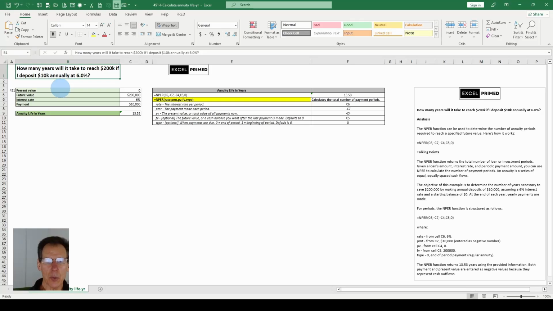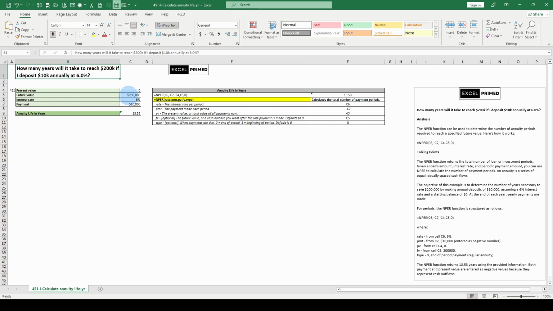How many years will it take to reach 200K if I invest 10 grand annually earning 6%? That's a pretty straightforward calculation, and Excel will do it in a snap. We're going to need 4 inputs.